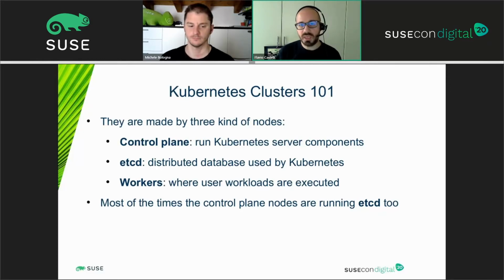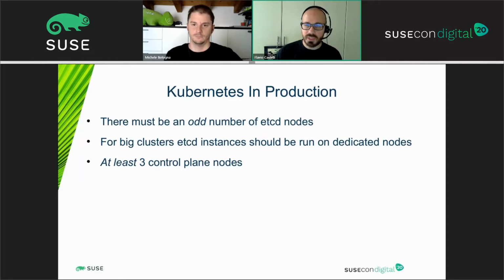Most of the times, we have two roles conflating together. We have the control plane nodes and the etcd nodes that are basically the same node. So this kind of simplifies things from a certain point of view, but that's not enough, because running Kubernetes poses some challenges. So first of all, when you have a Kubernetes cluster running in production, you always want to have an odd number of etcd nodes. That's because etcd requires an odd number of nodes in order to be resilient to sudden failures of the nodes.